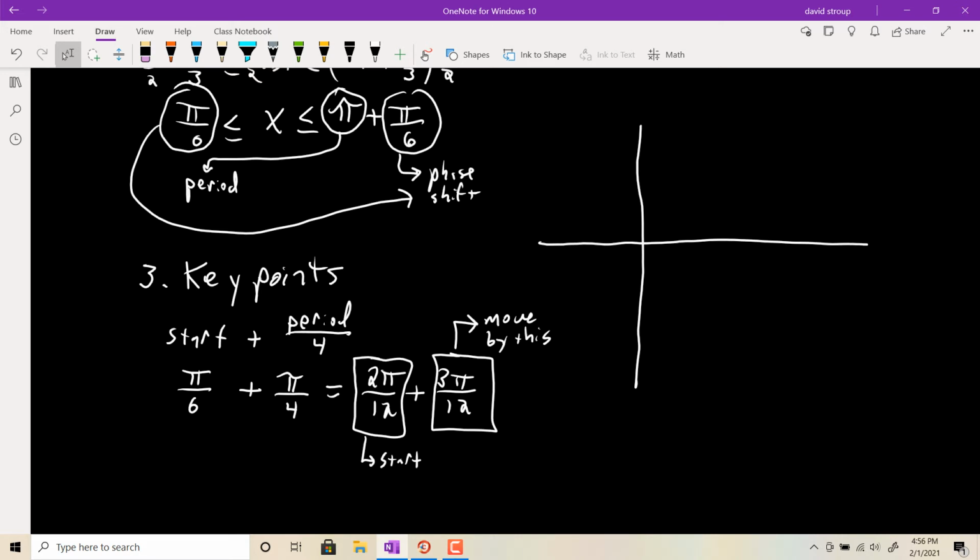Okay, so the amplitude is 3, I think I said. 2, 3, down 3, 1, 2, 3. I'm going to start at 2 pi over 12. So I'm going to come over here and just call this 2 pi over 12. And then I'm moving by 3 pi over 12s. So for my 4 tick marks, I'm going 2 pi over 12, then add in 3 pi over 12. So 5 pi over 12, 8 pi over 12, and then the last one will be 11 pi over 12.